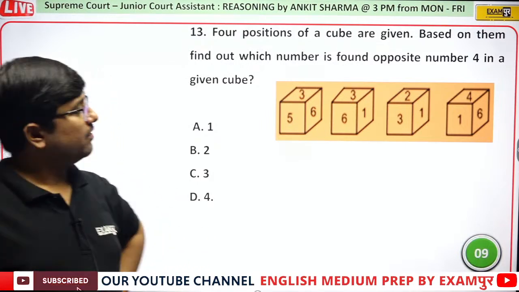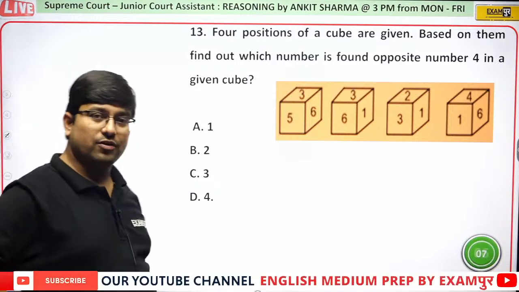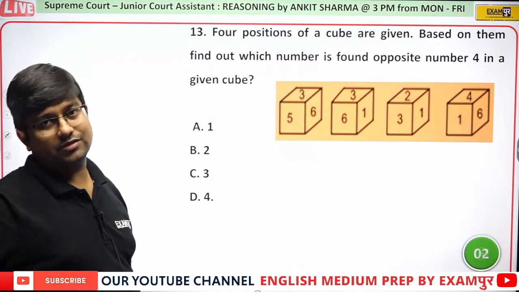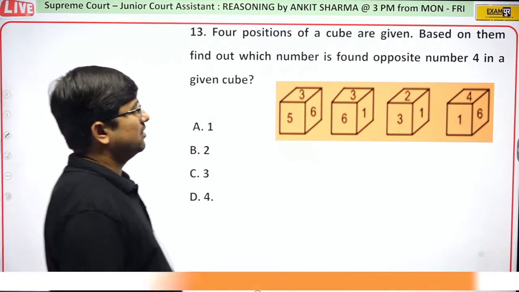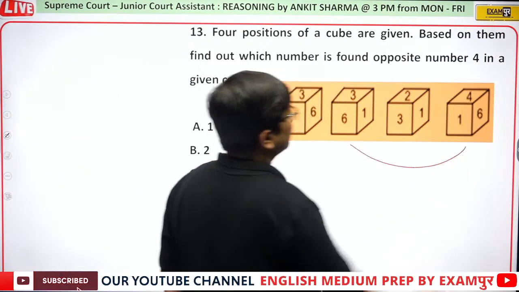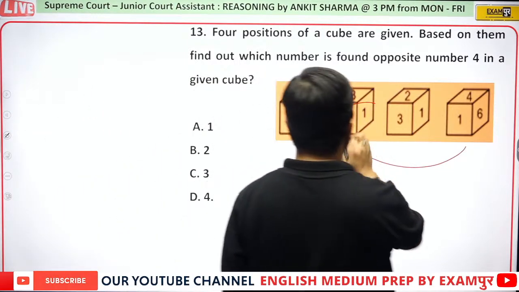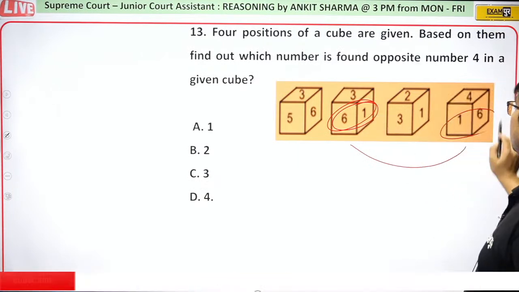Now here opposite to 4 is being asked. Now there are various ways of doing this. Have a look at this. So what is common in them? 1 and 6. So the thing which is common in them is 1 and 6.